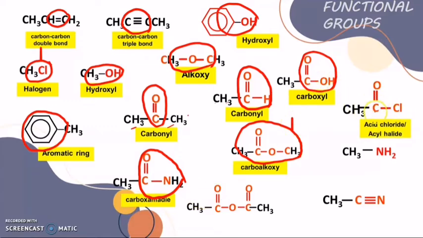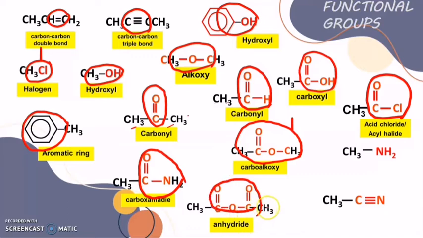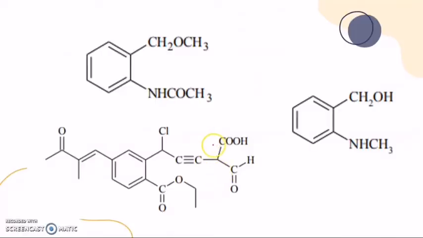The C double bond O which is attached to this chloride, we call it an acid chloride or acyl halide. When we have C double bond O, C double bond O, it is named as anhydride. The NH2 which is attached to an alkyl group, we call it the amino functional group. And the last one, C triple bond N, is named as the cyano group. So there are 16 functional groups that you have to remember, and you have to know the structure of each functional group. Let's try with this example.